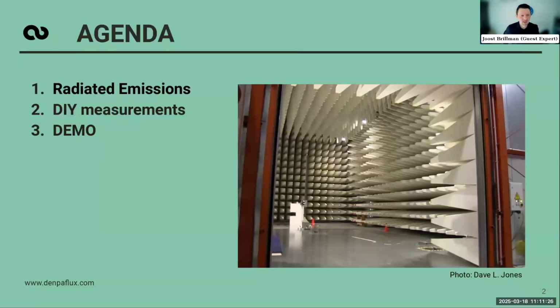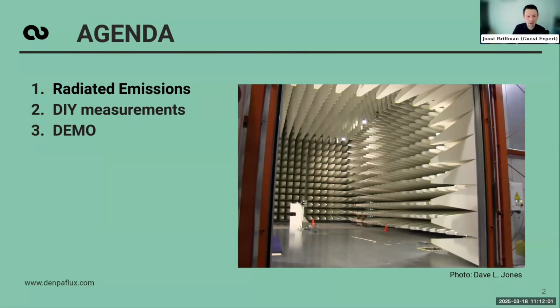Awesome. I will share my screen. Okay, so the agenda for this hour. We'll dive more into the topic of radiated emissions. I think that's one of the most common EMC tests that fail. Then we'll dive into some do-it-yourself measurements that you can do outside of an expensive lab, and we'll finalize that with a demonstration. On the picture here, you see a typical lab.